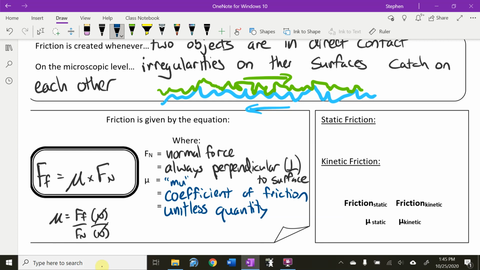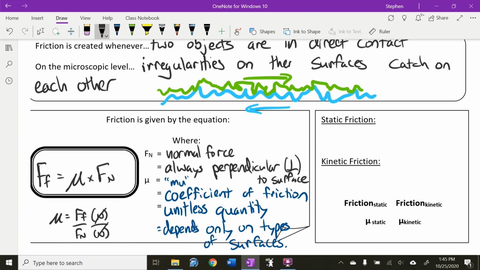And in terms of the mu, it also depends only on the types of surfaces. Okay, so between, for example, rubber and wet pavement or rubber and dry pavement, those would have two different coefficients of friction. Obviously, between rubber and dry pavement, we can assume it would be a higher coefficient of friction because you can stop better on a dry road than a wet road.